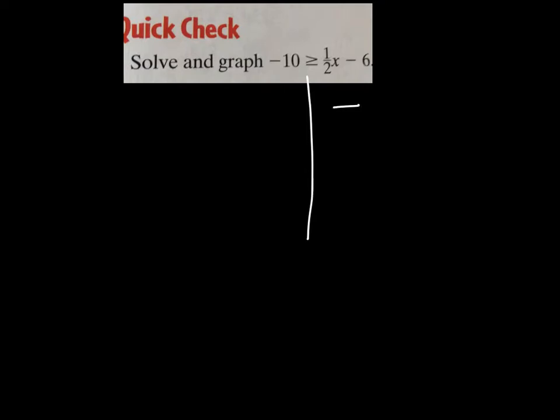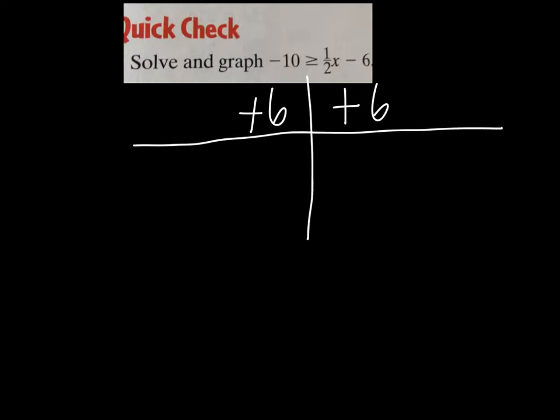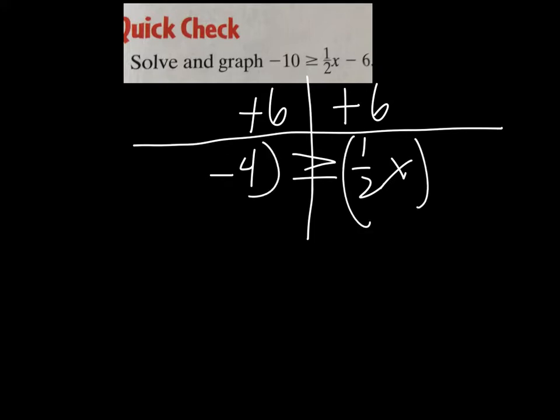So here we can see 6 has been subtracted, so we're going to add 6 to both sides. And this is why it's so important that you had your integer operations down. -10 plus 6 is -4, and that's still greater than or equal to 1/2 x. Now we're multiplied by 1/2 or divided by 2, however you want to look at it. Remember that reciprocal idea? We're going to multiply both sides by 2 over 1 to take care of that.